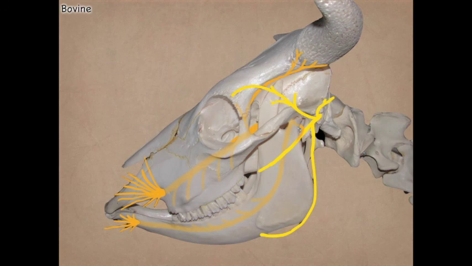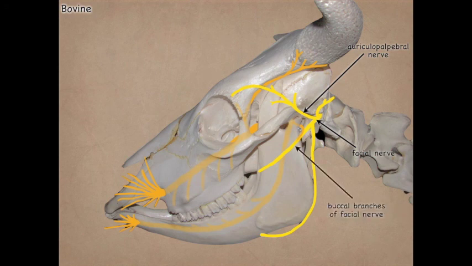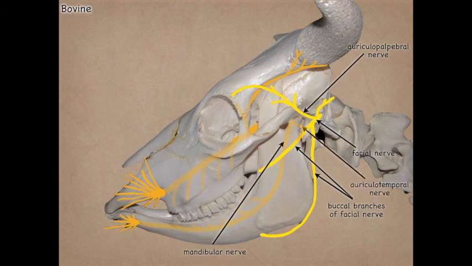Okay, this is an image of the bovine. Here we have the facial nerve coming out with the auriculopalpebral nerve here. Buccal branches of the facial nerve. Here we see the mandibular nerve and the auriculotemporal coming off of that. Remember, that's going to have that branch that joins the dorsal buccal branch of the facial nerve.